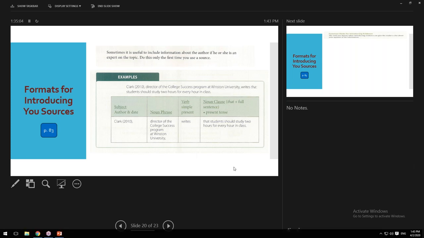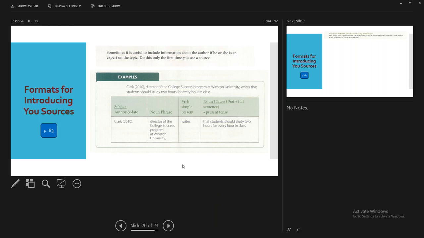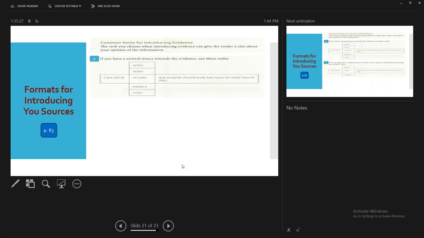Any questions, dear, before I move to the last point I need to cover with you today? No? Okay. Good. So what is the last part for us today? It is the verbs that we use, or the common verbs used for introducing evidence.